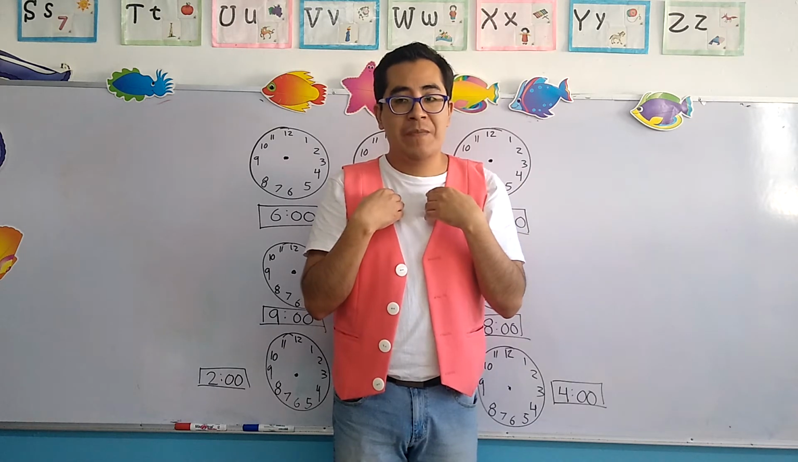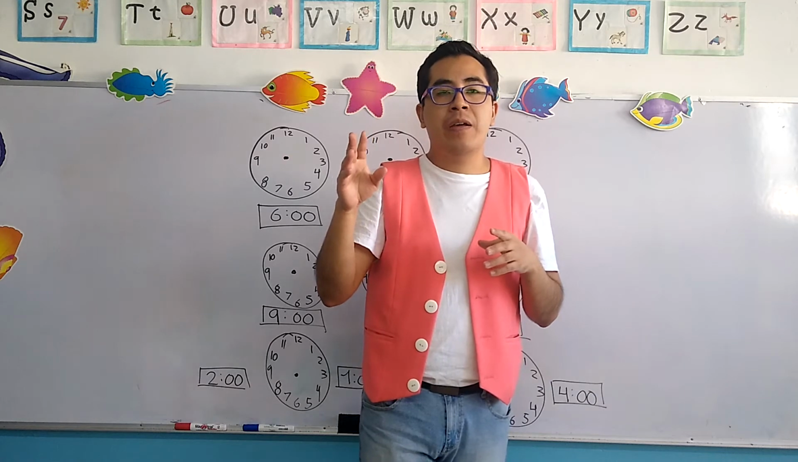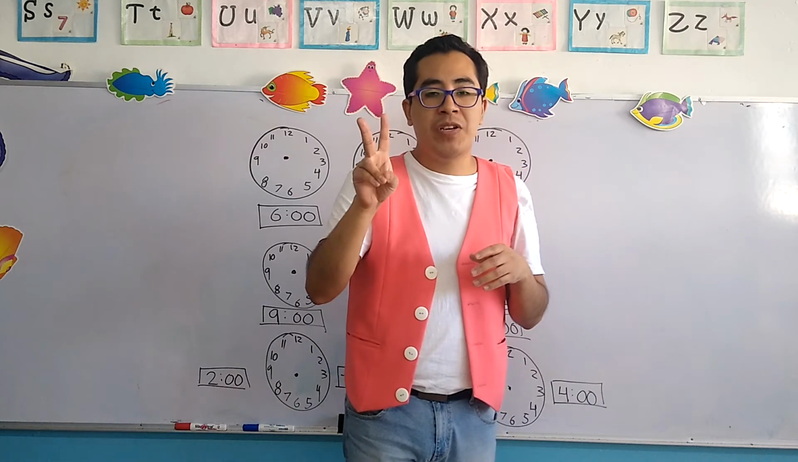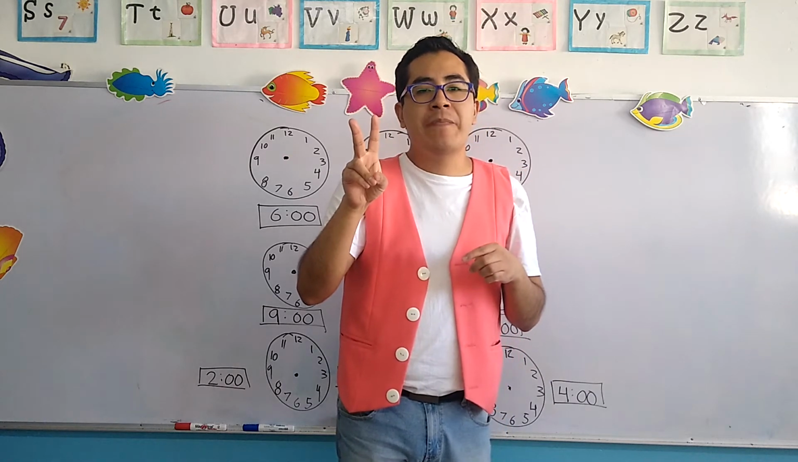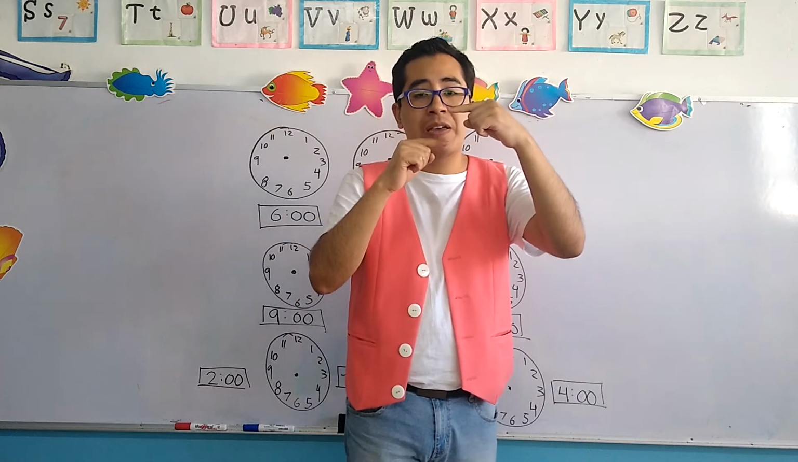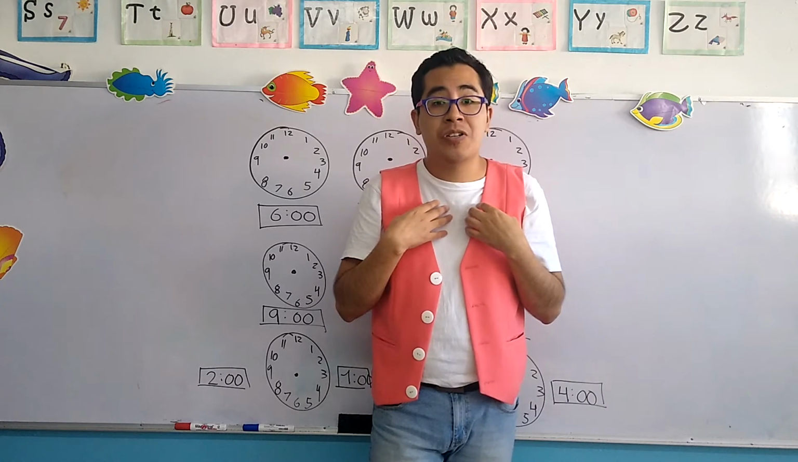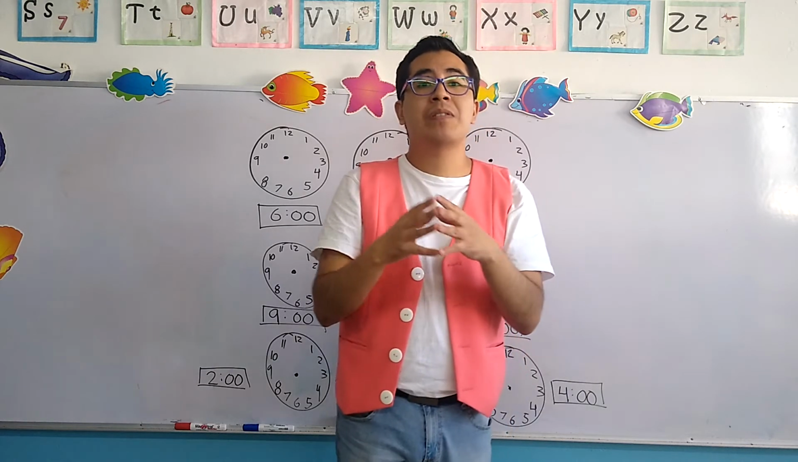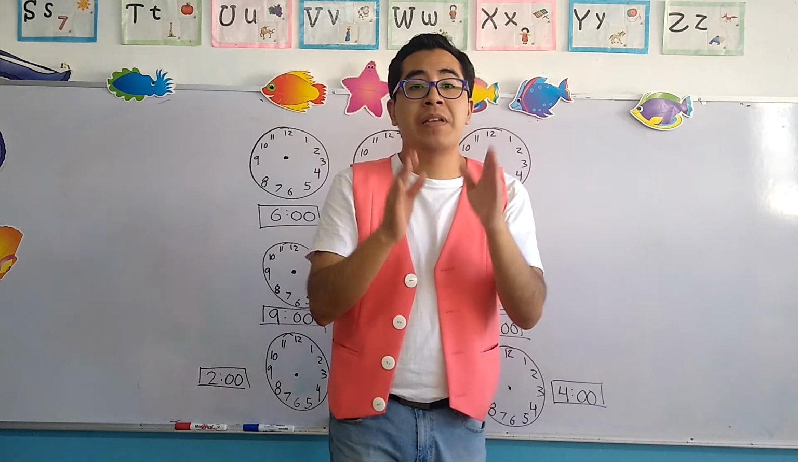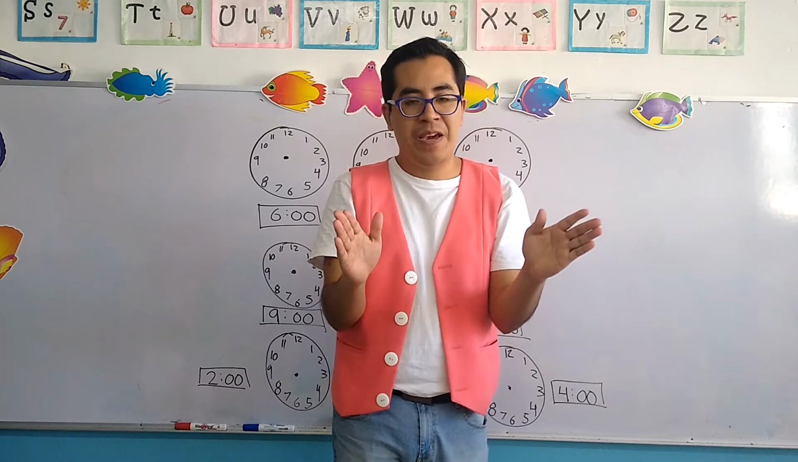conmigo en mi clase, la hora, recuerden que utilizamos dos flechas, ¿ok? Para decir la hora, una flecha grande y la otra pequeña. La flecha grande siempre en la clase del teacher Jacob, cuando veamos temas relacionados a la hora, va a estar en el número 12, siempre, okay?